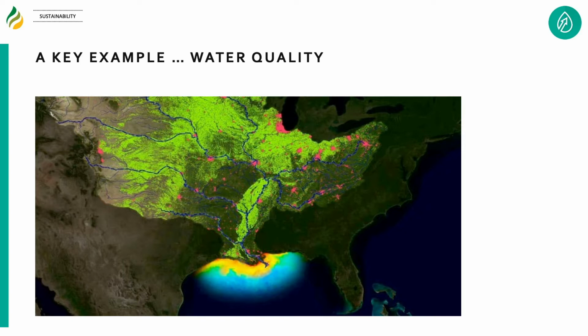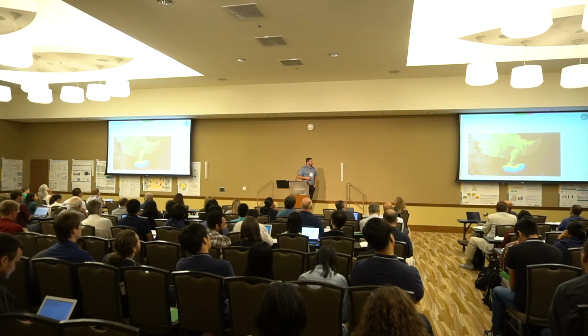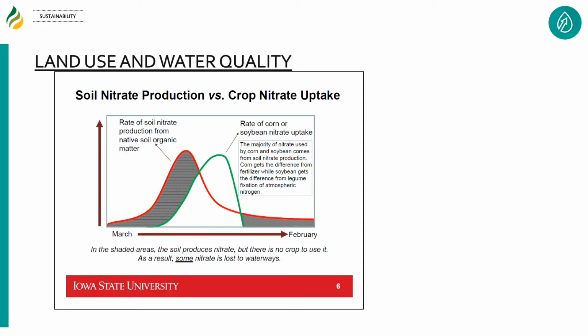So water quality is one of these key examples that people in the sustainability theme are working on. For those of you who aren't familiar, each year we dump about 1 million metric tons of reactive nitrogen into the Gulf of Mexico. Most of that comes from Iowa and Illinois, and that causes an area of no oxygen where the things that used to live there don't have a good time, but we think we can do better at CABBI.